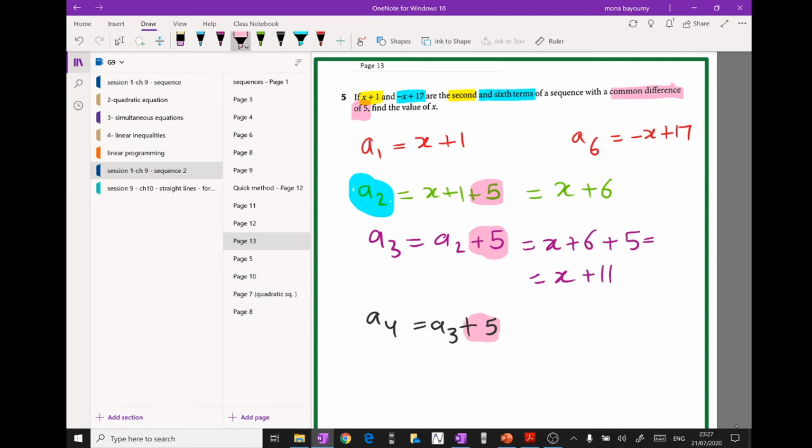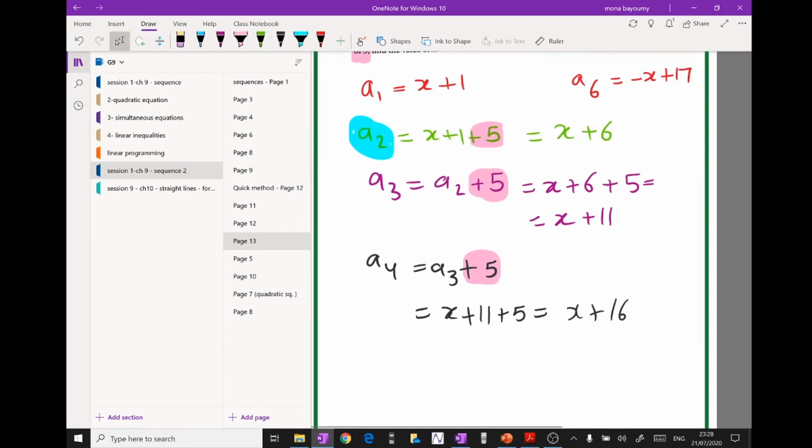5 is the common difference, so I will add it each time. Okay, so A3 is x plus 11. I will add 5 to it, so the fourth term will be x plus 16. This is the fourth term.